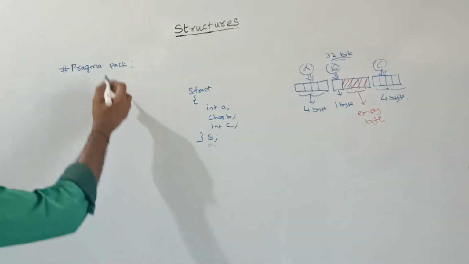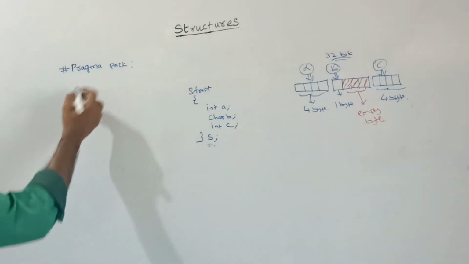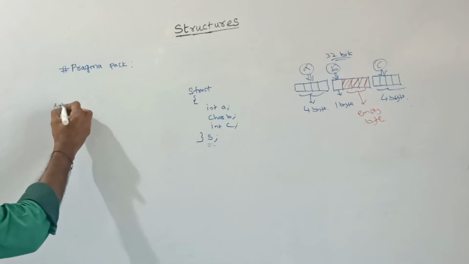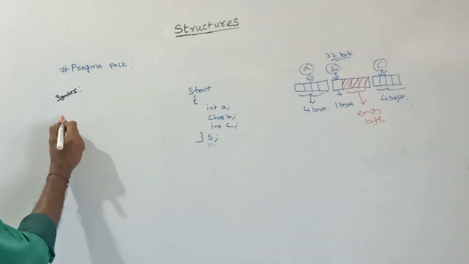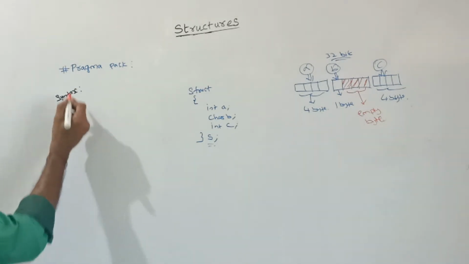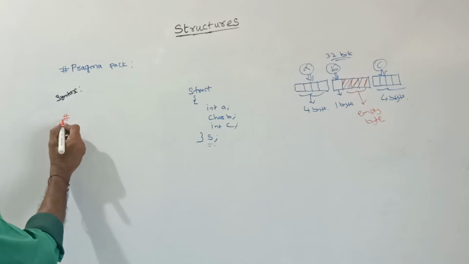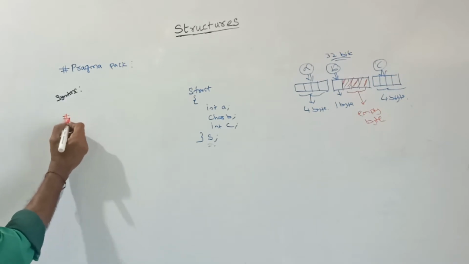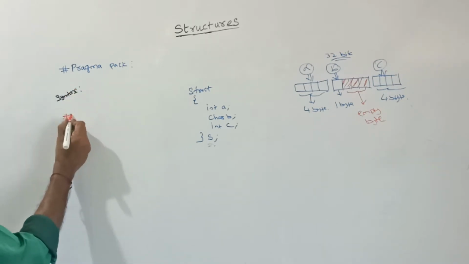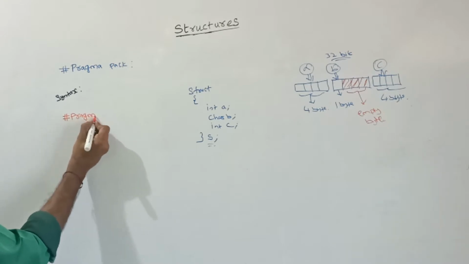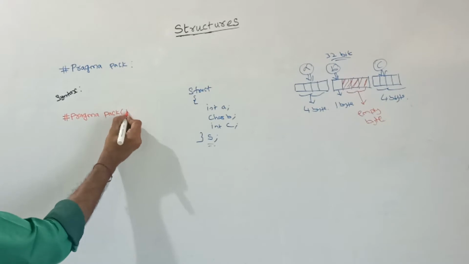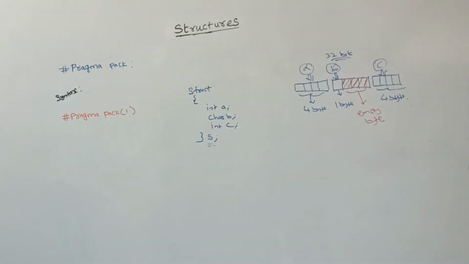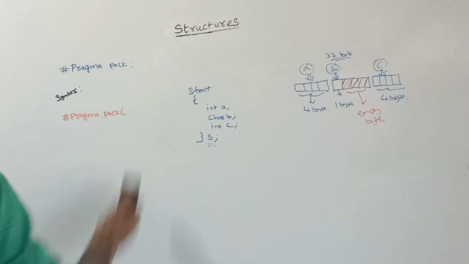For example, first let us come to this one. The syntax of this Pragma pack is: first this symbol, because each and every preprocessor directive starts from this symbol. Next Pragma, after that pack of 1. See here, as per syntax, here we can give a number.